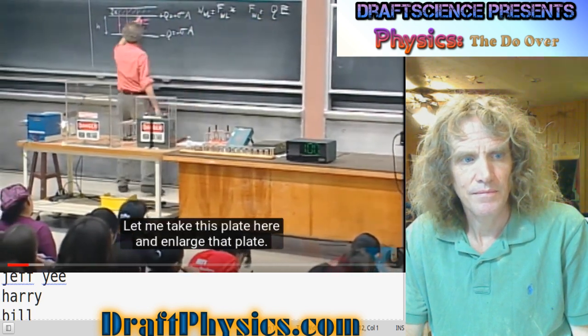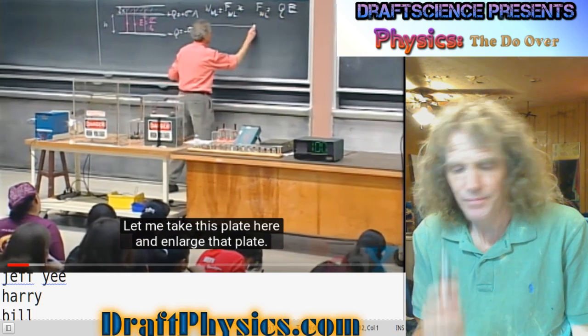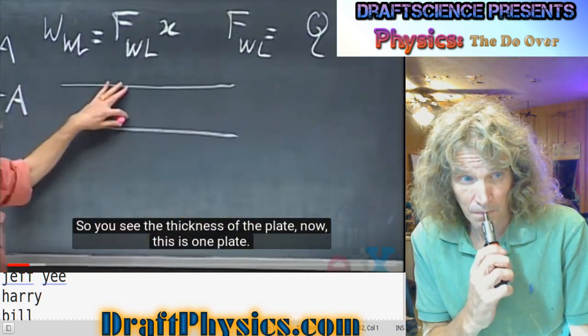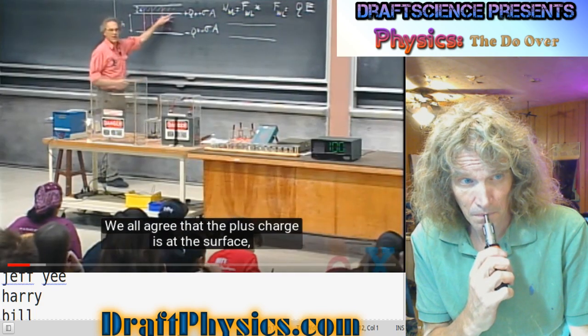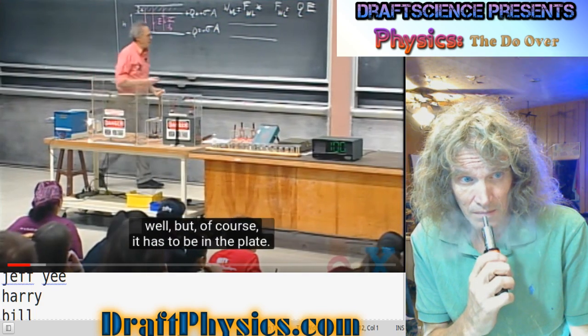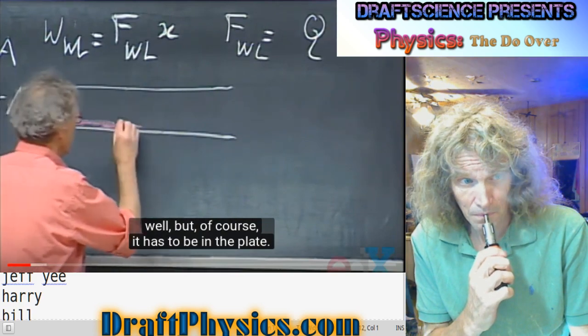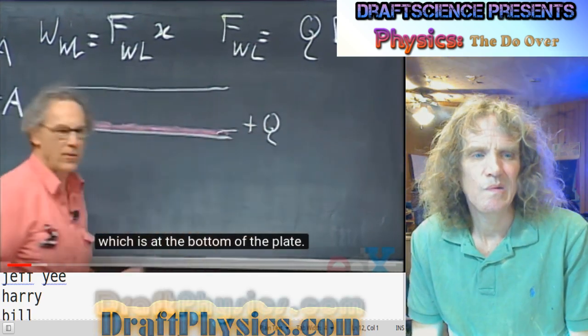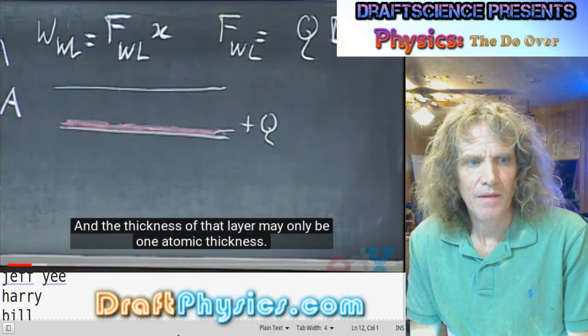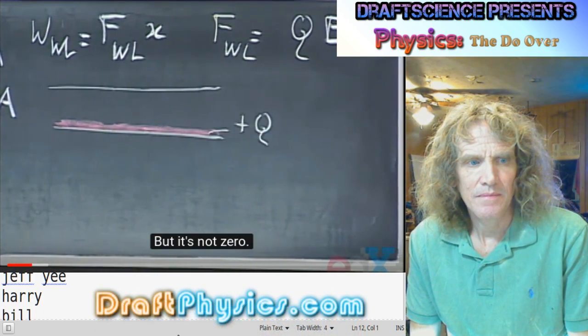Let me take this plate here and enlarge that plate. So here is the plate. So you see the thickness of the plate now. This is one plate. We all agree that the plus charge is at the surface. Well, but of course it has to be in the plate. And so there is here this layer of charge Q, which is at the bottom of the plate. And the thickness of that layer may only be one atomic thickness, but it's not zero.